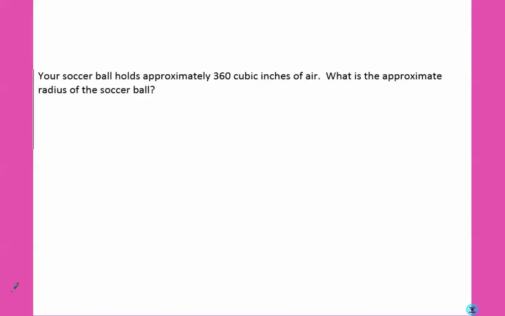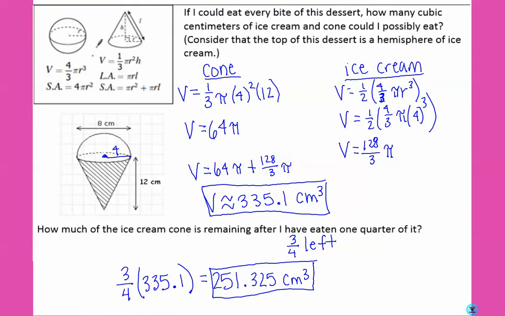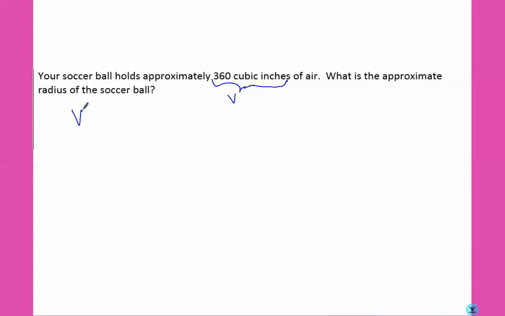Your soccer ball holds approximately 360 cubic inches of air. So there's that much air inside of it, and it's telling us that this is the volume. What is the approximate radius of the soccer ball? Since we're dealing with a ball, that's a sphere. Our volume equals 4/3 pi r cubed. We know the volume's 360, and we want to solve for r.